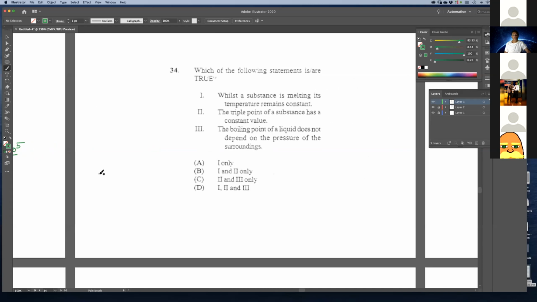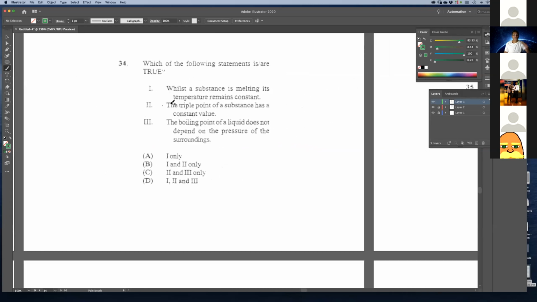34. Which of the following statements is or are true? Whilst a substance is melting, the temperature remains constant. Absolutely yes. The triple point of a substance has a constant value. Absolutely yes. The boiling point of a liquid does not depend. Absolute rubbish. Does depend. So the answer is B, 1 and 2.